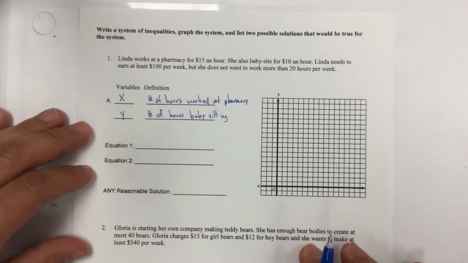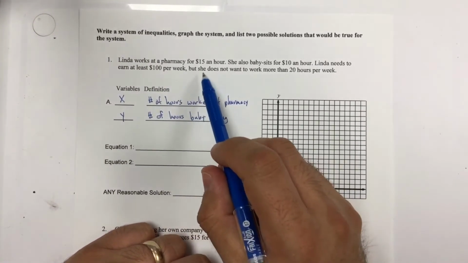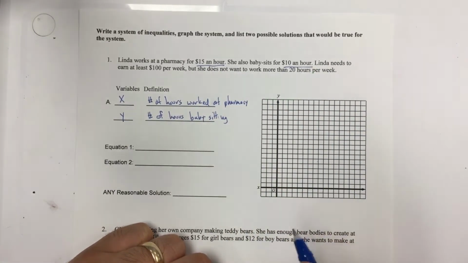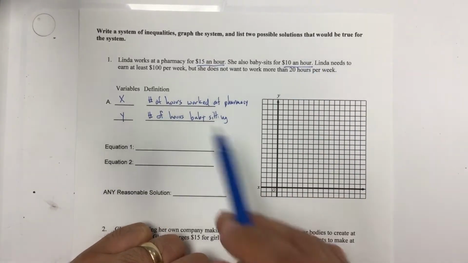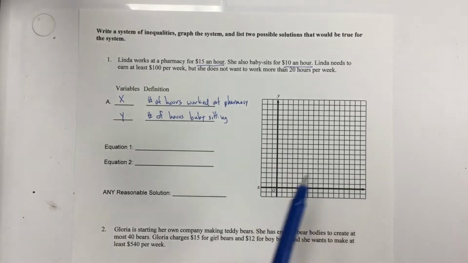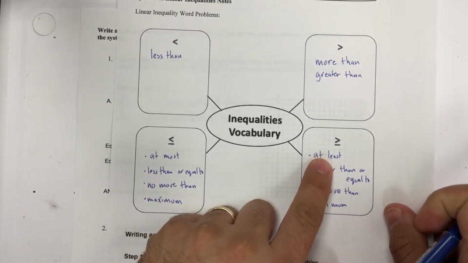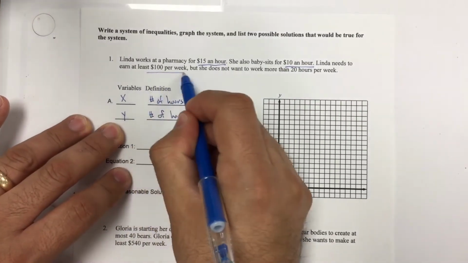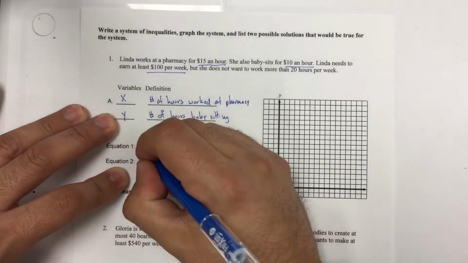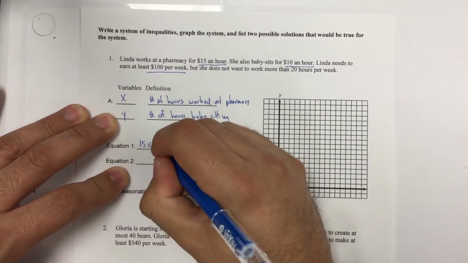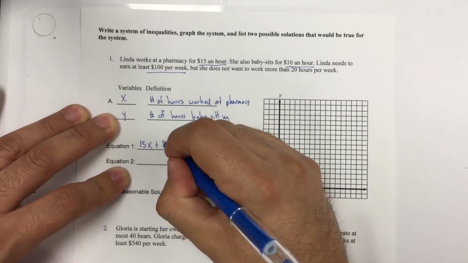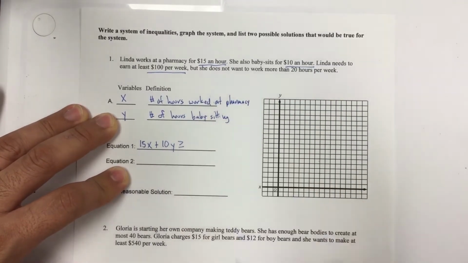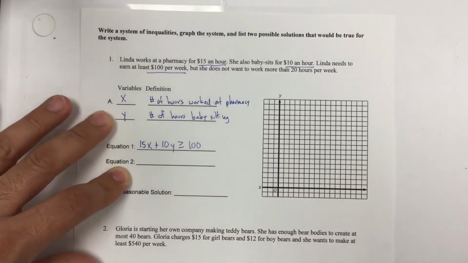Okay, so let's take a look at these equations here. So the first one, Linda works at a pharmacy for $15 an hour. That deals with money. She also babysits for $10 an hour. That deals with money. Linda needs to earn at least $100. So if we go back over here, we see that at least is greater than or equal to $100 per week. So here she gets $15 for every hour she works as a pharmacist, plus $10 for every hour she works as a babysitter, and Linda needs to earn at least, so greater than or equal to, $100 per week.